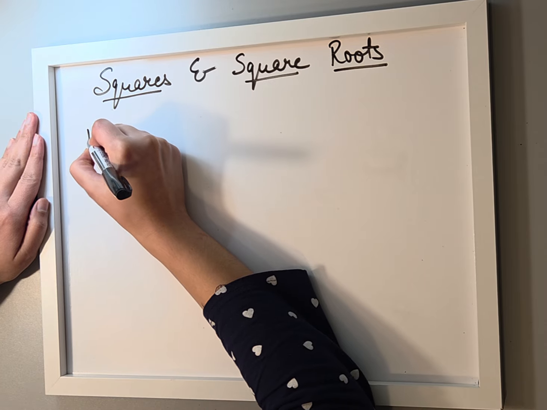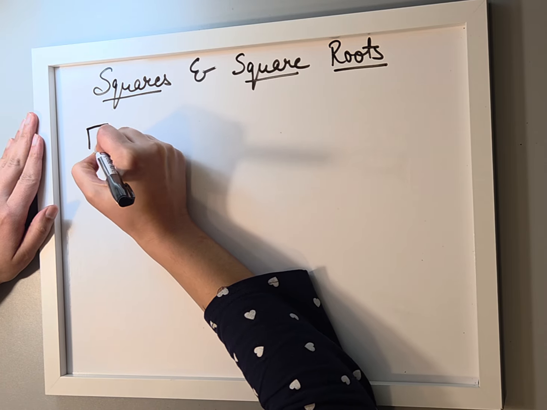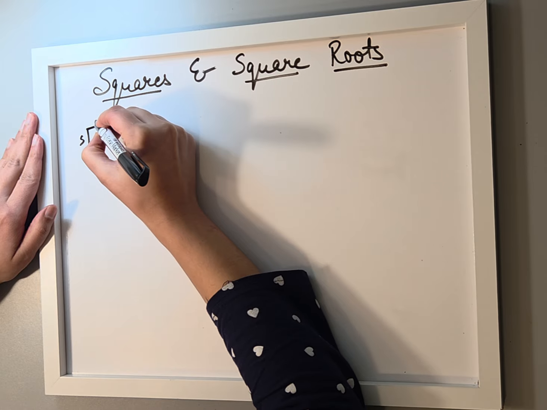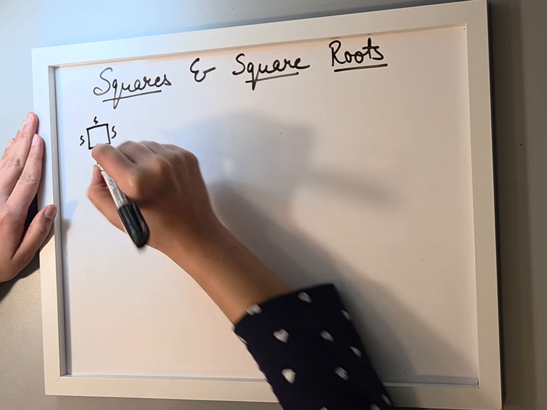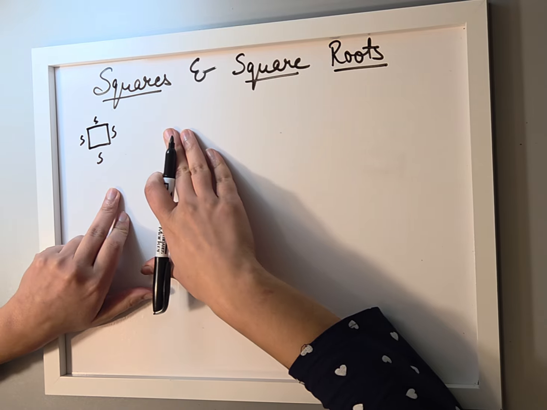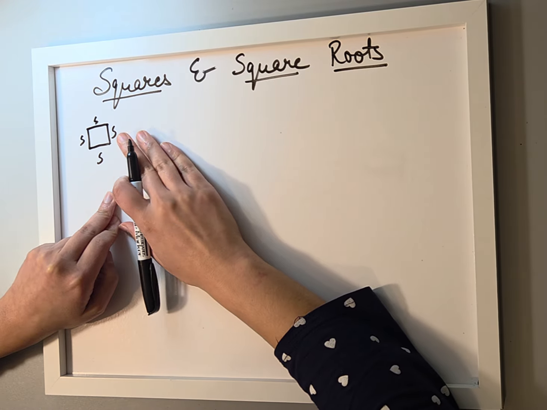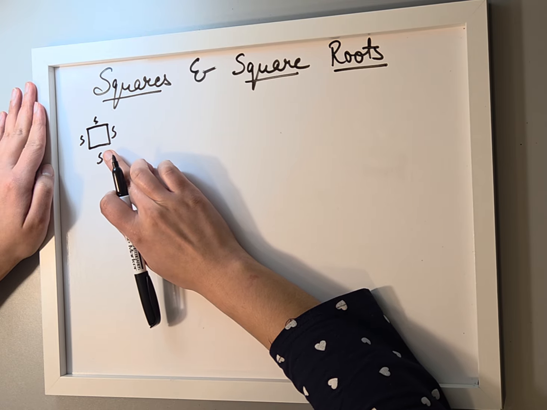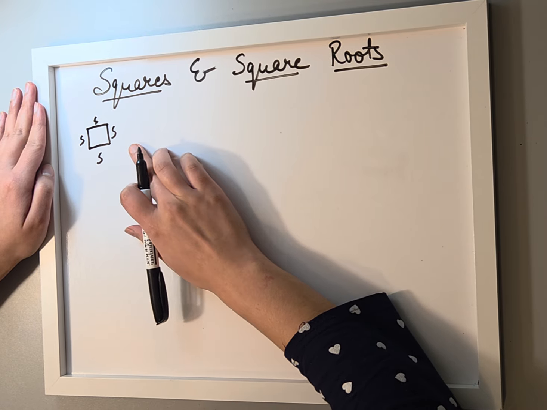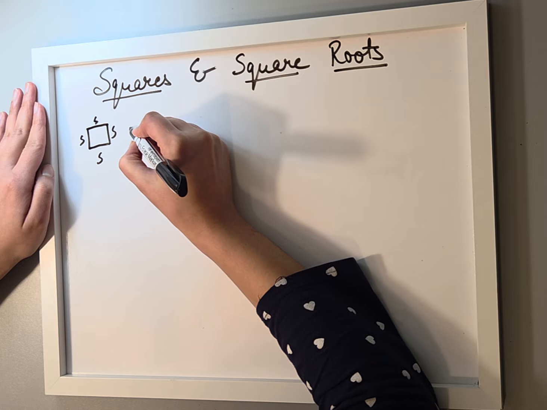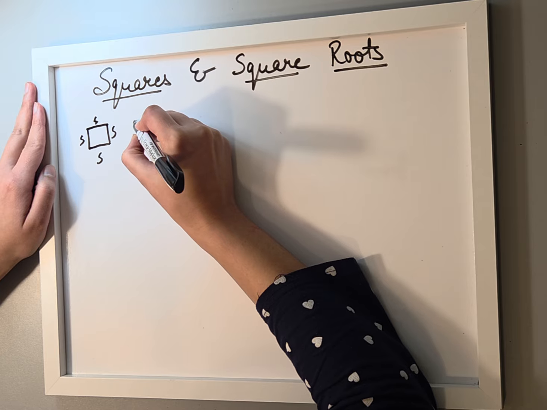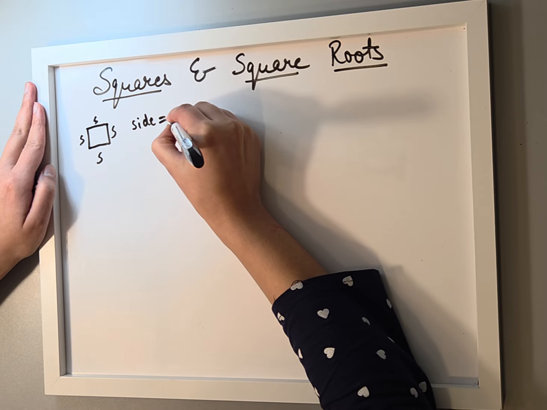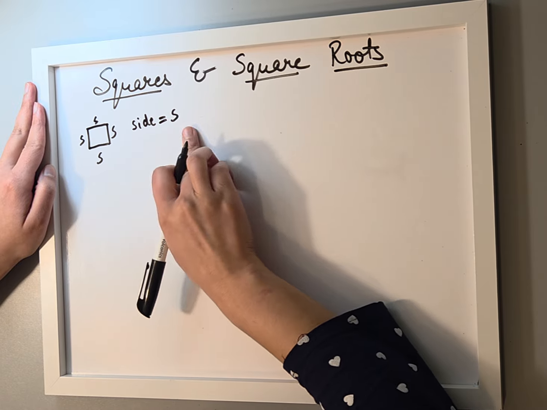So we've all seen a square. What does a square have? It has four sides which are all equal. So a square is any four-sided figure which has equal sides. And the length of the side of the square, I would say, is S.